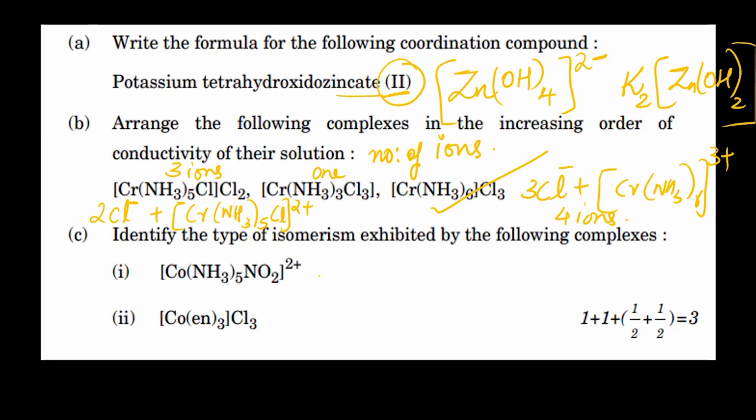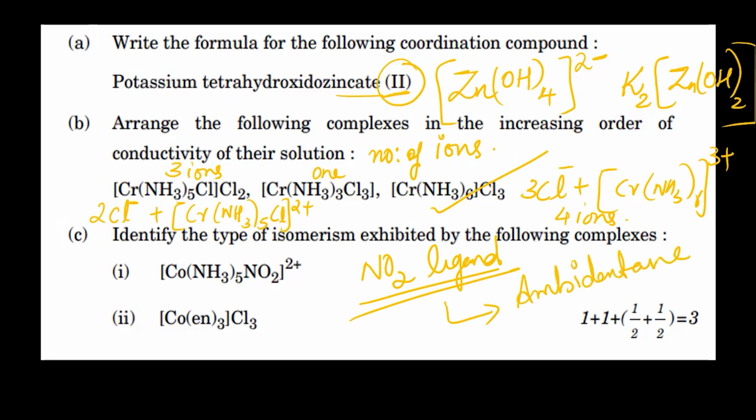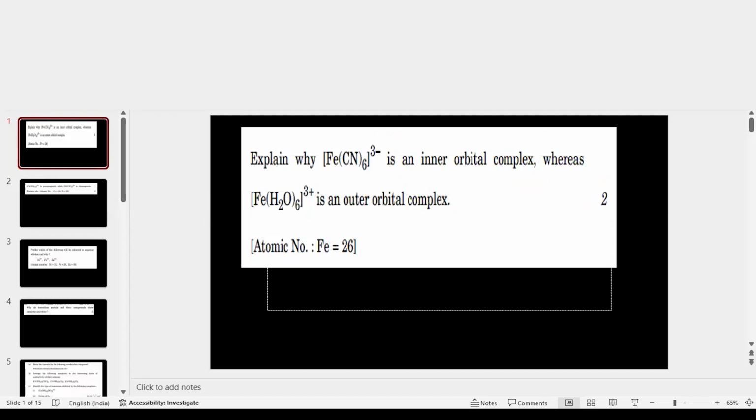In the first compound, when you look very carefully, you can see an NO2 ligand, right? What is the importance of this NO2 ligand? Yes, it is an ambidentate ligand. Whenever there is an ambidentate ligand, it is possible to exhibit linkage isomerism. So the first one exhibits linkage isomerism. What about the next one?